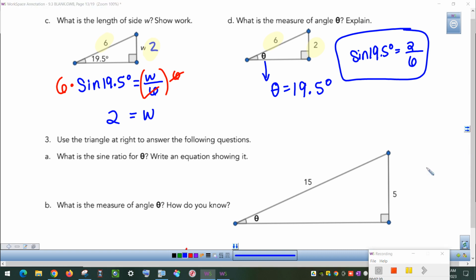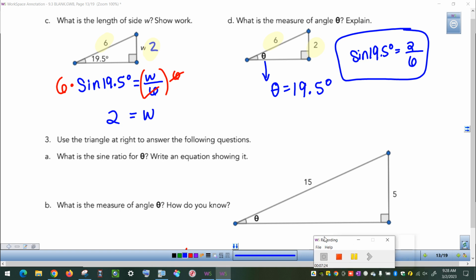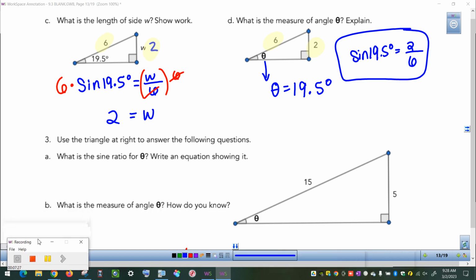All right, let's take a look here at part 3. So now we're going to use this triangle off to the right to answer the following questions. In part A, it says to write out the sine ratio for theta and write an equation showing it. Although we don't know the measure of theta yet, it's not given to us as a label, we can see that our opposite side is 5, our hypotenuse is 15. So opposite over hypotenuse is 5/15. What does that simplify down to? Still simplifies down to be 1/3.